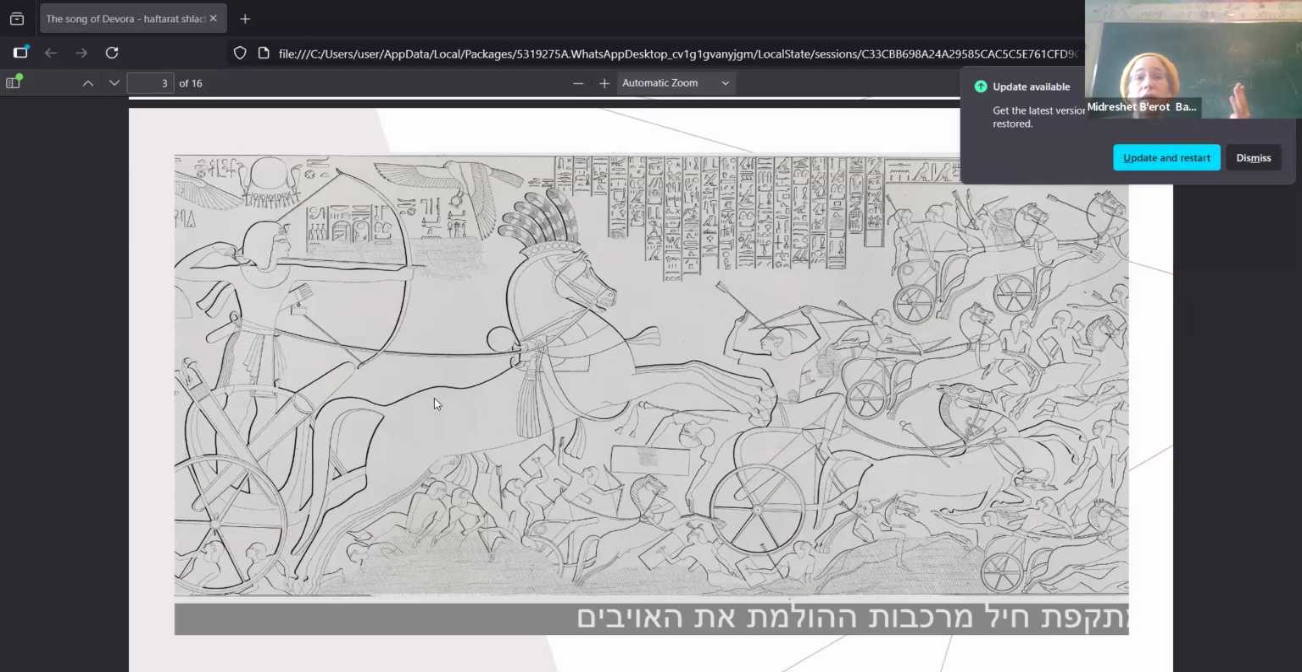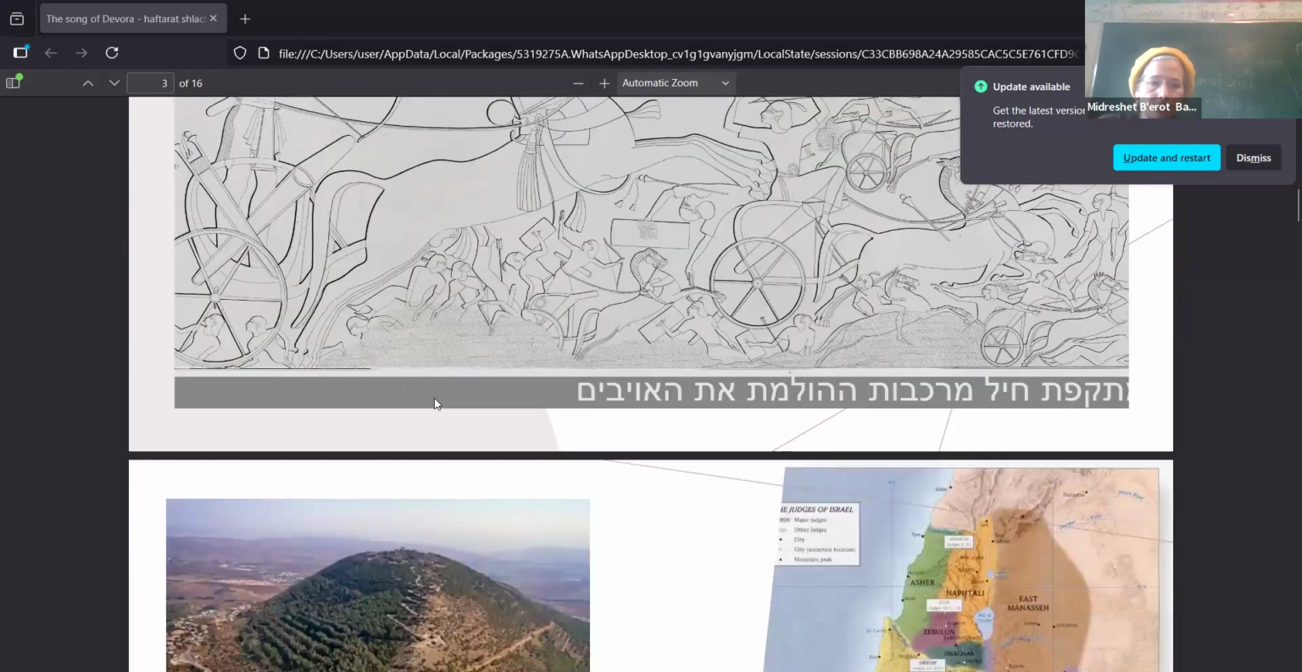And Sisra has chariots. And Dvorah doesn't have chariots. So we're entering into a battle, which is... No, these are Egyptians against some kind of a Semite people. Okay, I'm not sure who they're fighting against, but you can see that the Egyptians are winning, right?